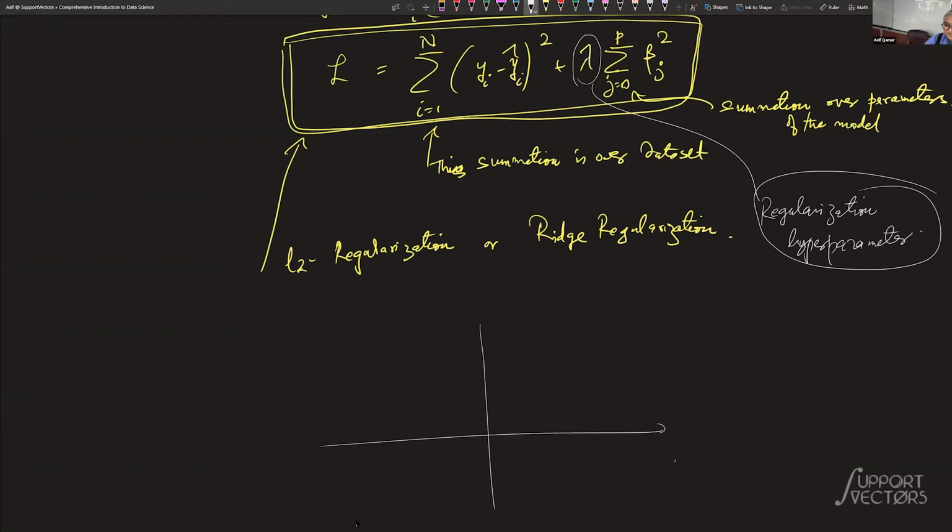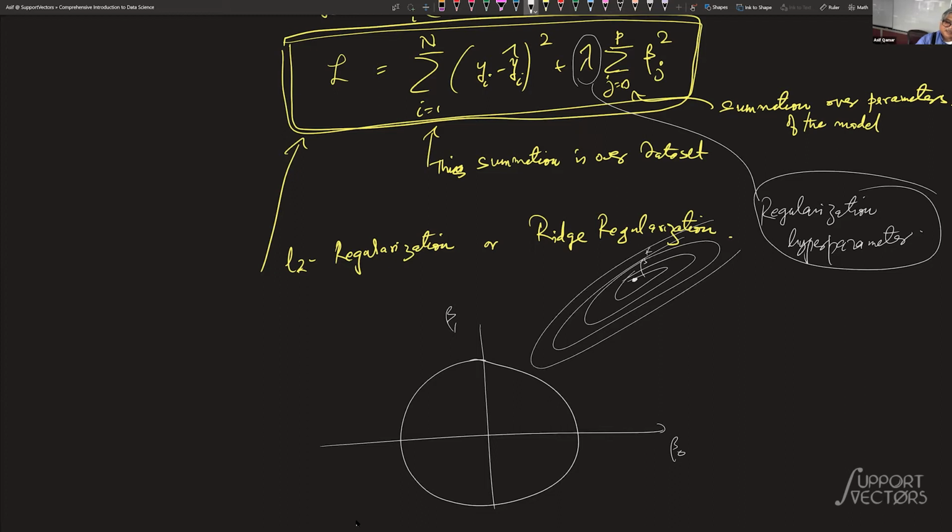In the parameter space, beta naught, beta 1 space, you draw a circle. Your circle is determined by your lambda. Then the absolute beta star is somewhere here, and you pick this point as your real beta. This is the constrained optima, or constrained minima.